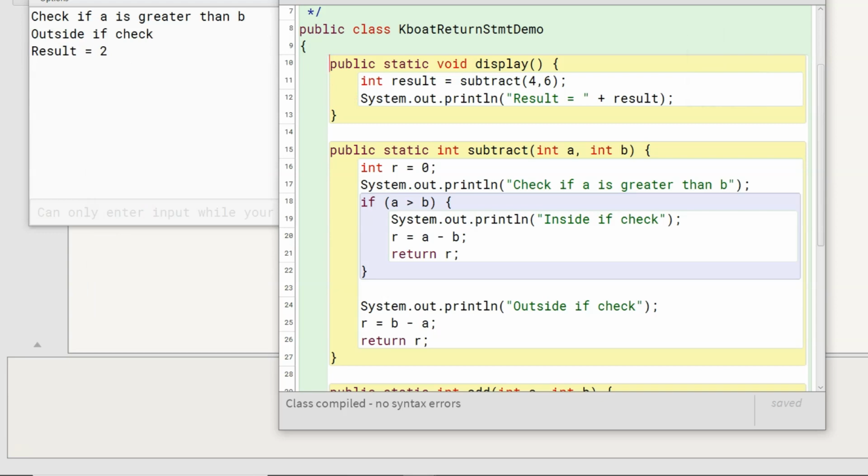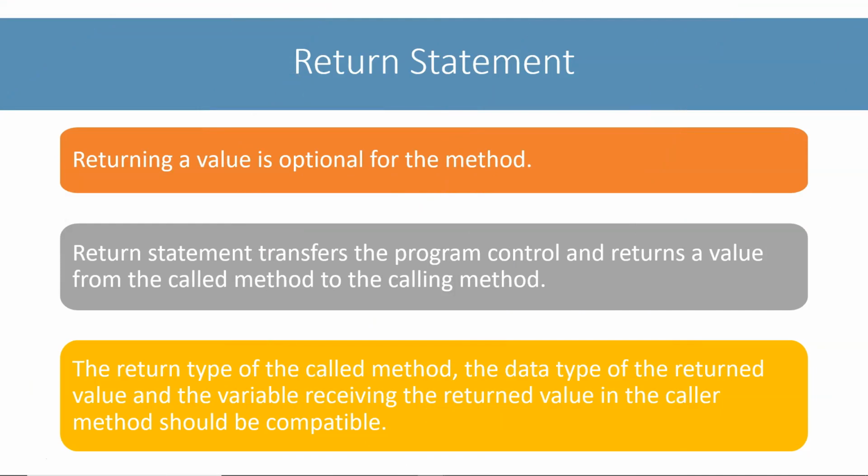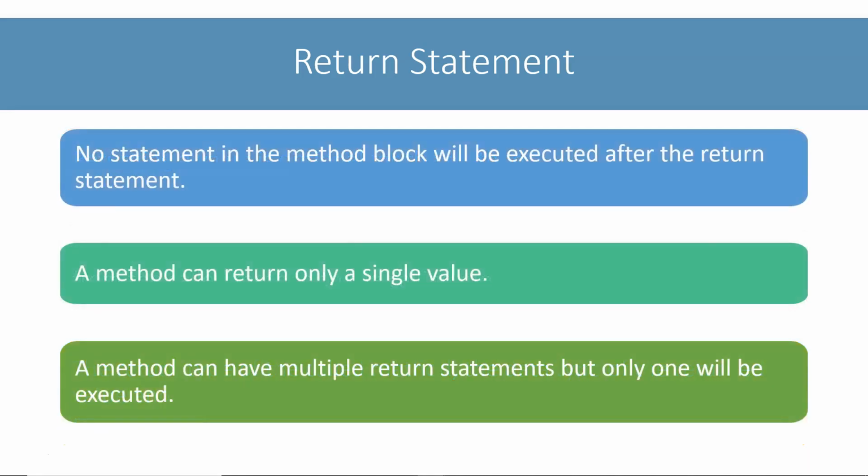Let's quickly revise all the things we learnt about return statements. Returning a value is optional for the method. Return statement transfers the program control and returns a value from the called method to the calling method. The return type of the called method, the data type of the returned value, and the variable receiving the returned value in the caller method should be compatible. No statement in the method block will be executed after the return statement. A method can return only a single value. A method can have multiple return statements, but only one will be executed.